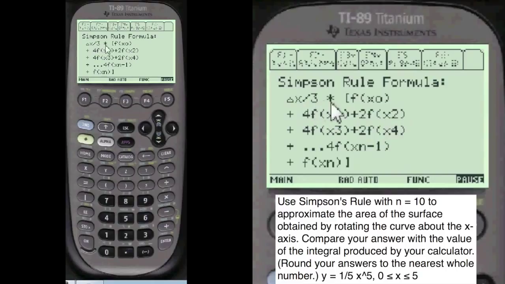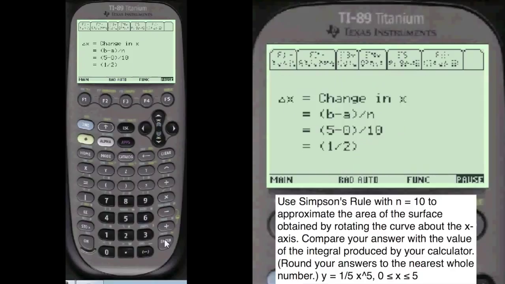Delta x divided by 3 times f, the function of x0, 4 times the function of x1, 2 times the function of x2, etc., etc. You can do as many as you want, but then it ends up at x n minus 1 right before the last term you want to enter, and then the function of xn, which I do in my programs here. First we find delta x, which is b minus a divided by n, equals 1/2.